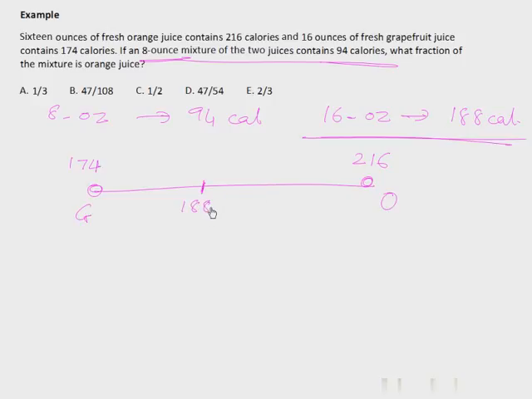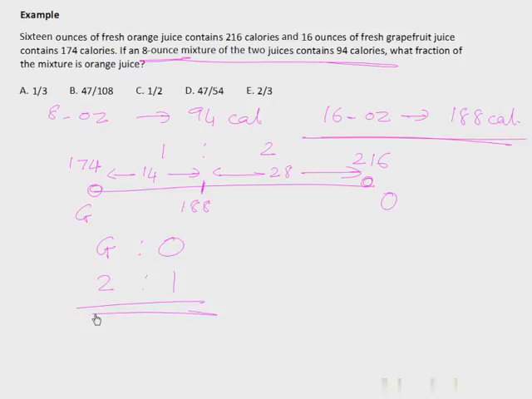So how far is 188 from 174? 14. How far is 188 from 216? 28. So the ratio is 1:2. It's much nearer to grapefruit than to orange. So of course I mix the two in the inverse ratio. I mix it in the ratio of grapefruit is to orange, 2:1.